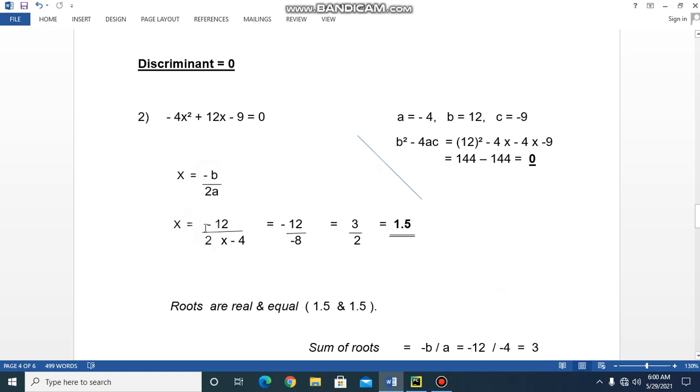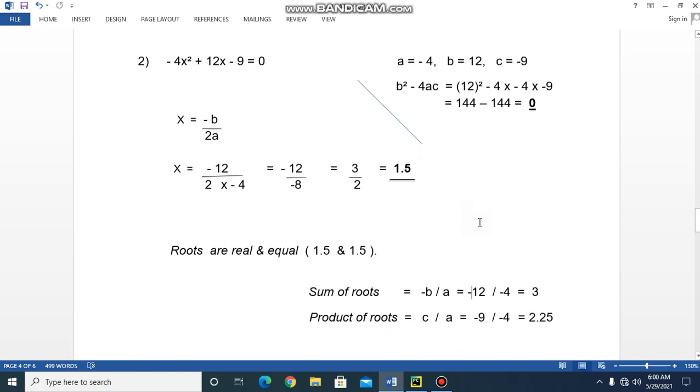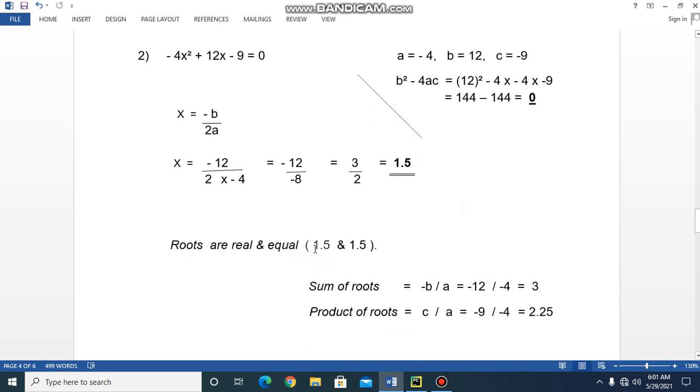So x equal to, instead of minus b, the value of b is 12 here, and divided by 2a means 2 into minus 4. A is minus 4. So minus 12 upon minus 8, that is minus cancels off, 3 by 2, and you get 1.5. So this is the root. So the roots are real and equal, and both the roots are same, that is 1.5.